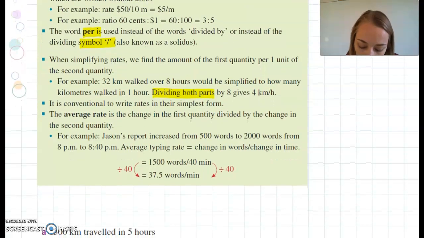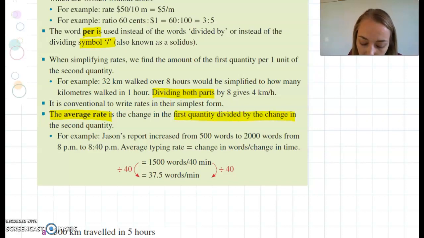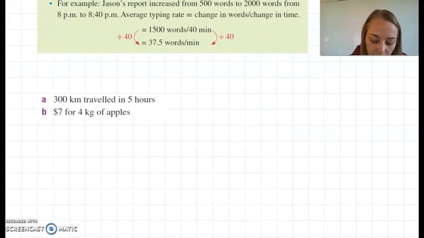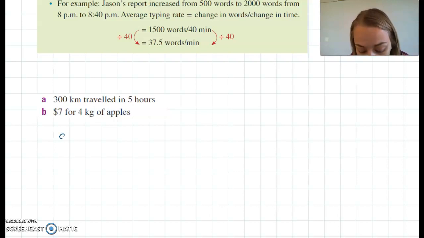Okay, so the average, that's another word for it, is when we do the first quantity divided by the change in the second quantity. So let's look at a couple of examples. 300 kilometers is traveled in 5 hours, so we need to find the average rate there.